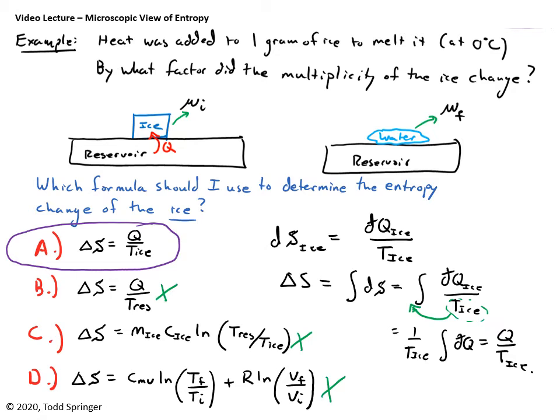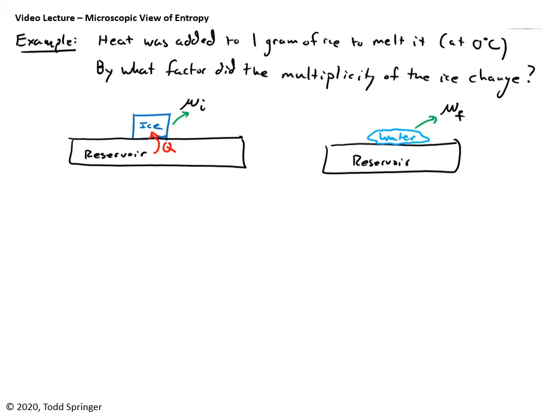And the dead giveaway that it's for an ideal gas is the presence of R, which is the ideal gas constant. So any formula that has R in it can only be used for a gas, not for a liquid or a solid. All right, so A is the right answer here. So let's proceed with the problem then.